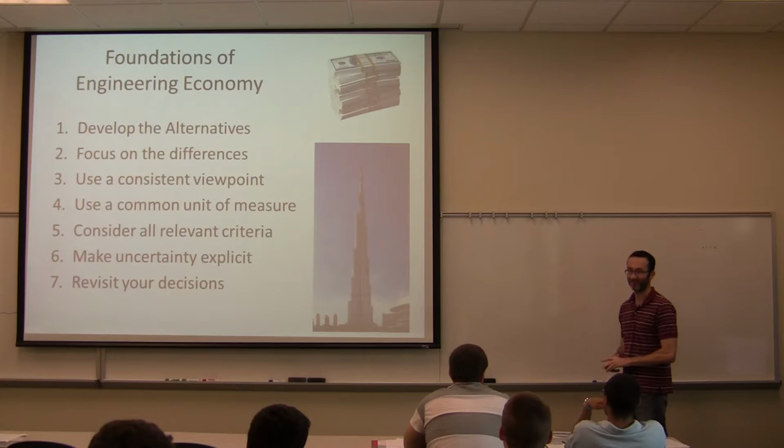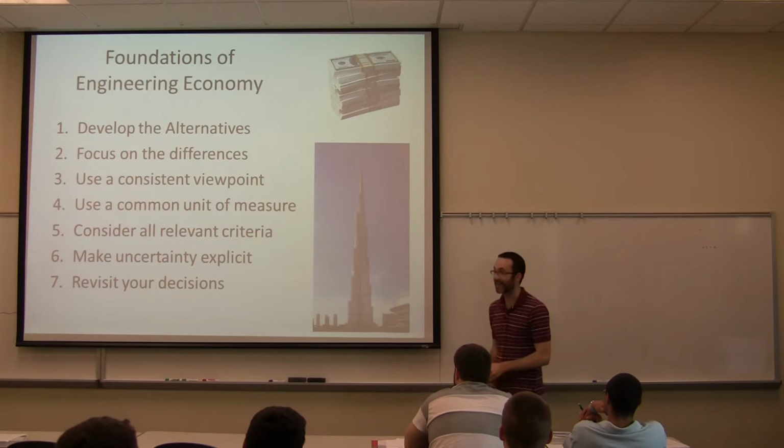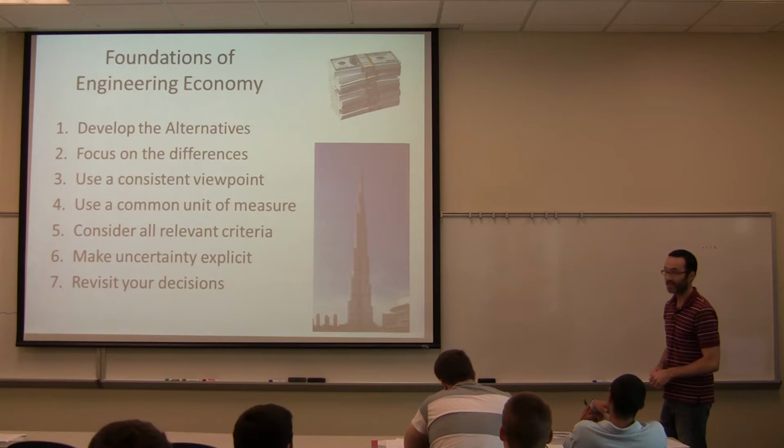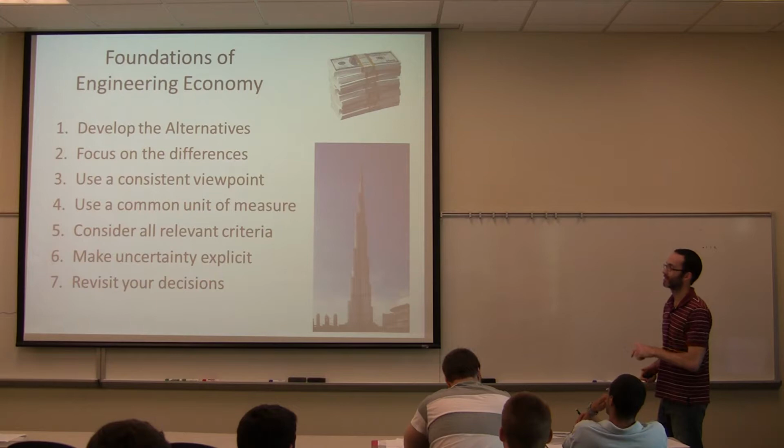It had to have been super humiliating for the ruler of Dubai to have the crown jewel in the emirate named after the ruler down the road who had to bail him out. So that's an example of not applying the principles of engineering economy well enough to keep yourself out of near bankruptcy.